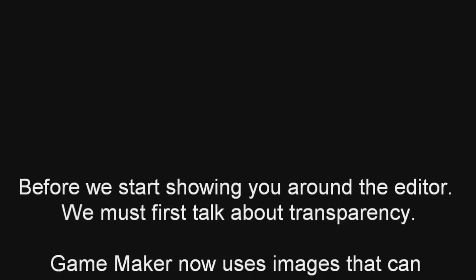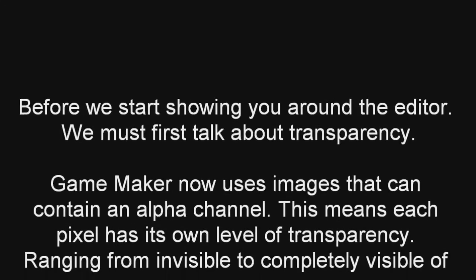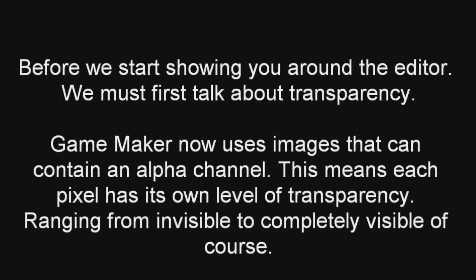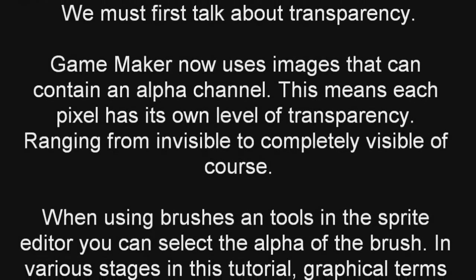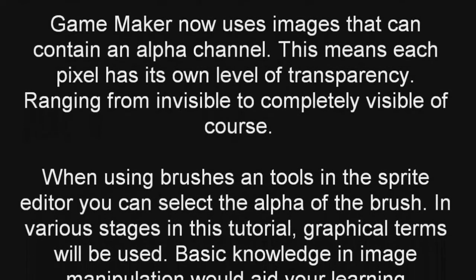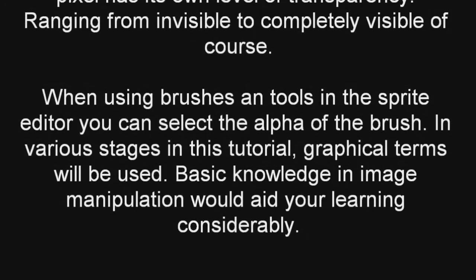Before we start showing you around the editor, we must first talk about transparency. GameMaker now uses images that can contain an alpha channel. This means each pixel has its own level of transparency, ranging from invisible to completely visible. When using brushes and tools in the Sprite editor, you can select the alpha value of the brush.